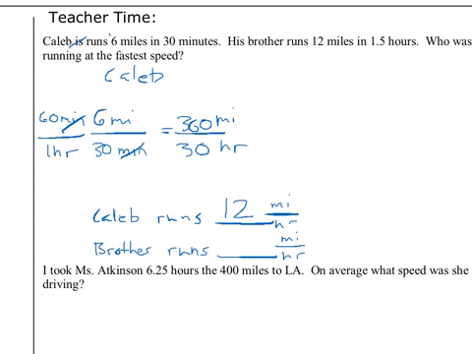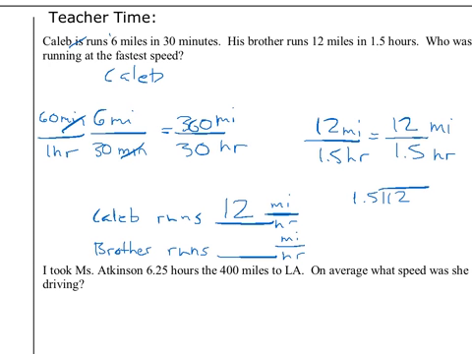So if I want to compare, I also need to know what his brother runs in miles per hour. I know he runs 12 miles in 1.5 hours, but if I want to compare, I need that in a unit rate, miles per hour. So 12 miles per 1.5 hours. Are our units okay here? Yes, here they're good. There's no unit conversion needed, so it's just multiply across and then divide. So we have 12 divided by 1.5.